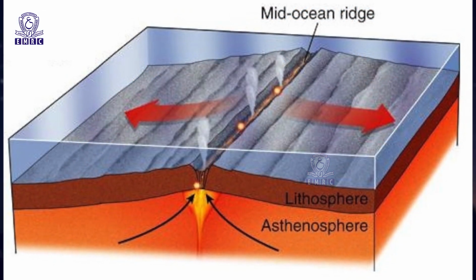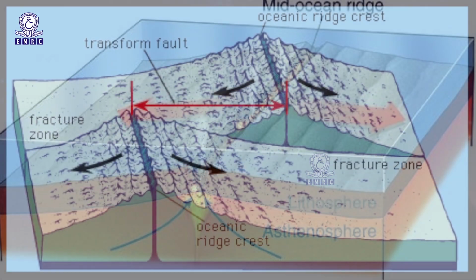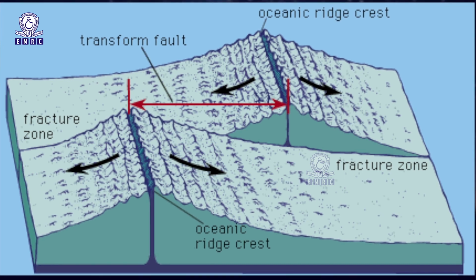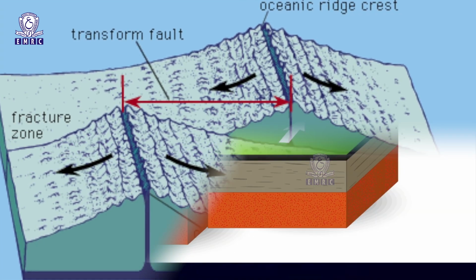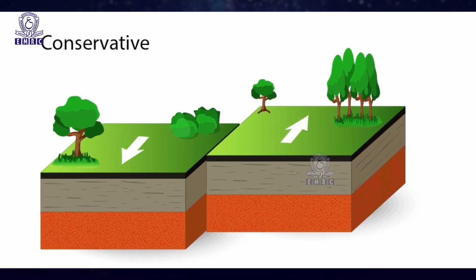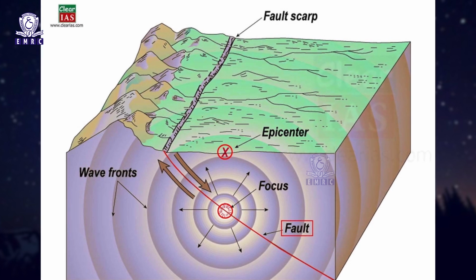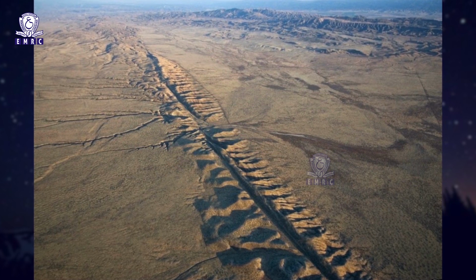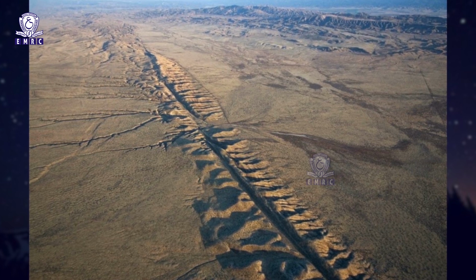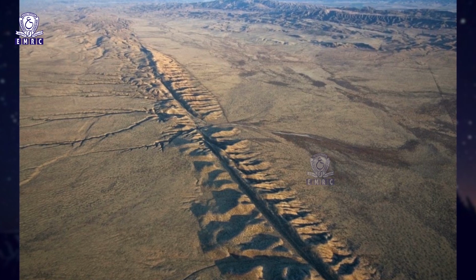The mid-oceanic ridges are commonly offset by large faults, that is transform faults. It is here that the plates slide past one another. It is the zone of conservative plate boundary, which is also the site of shallow focus earthquakes. The best known example of this type of fault is California's San Andreas Fault.